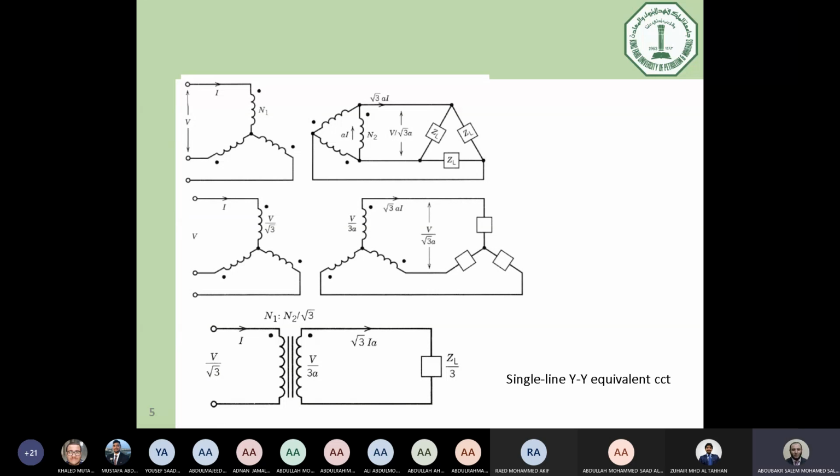Okay, is it clear, guys? Yes, doctor, it's clear for me. Okay, good. Is there any question regarding this part? Shall I repeat it?